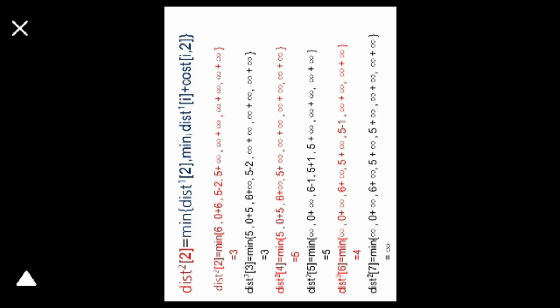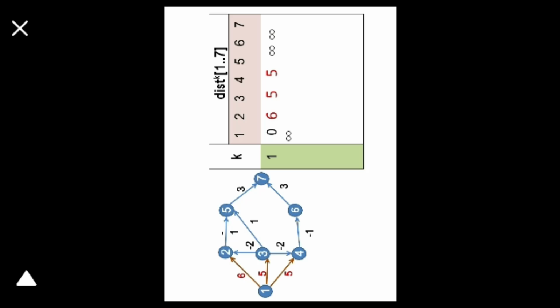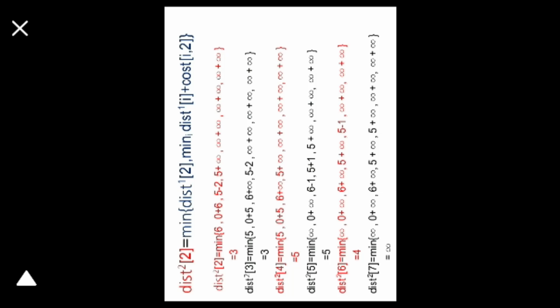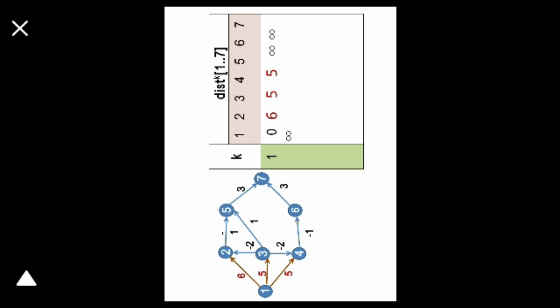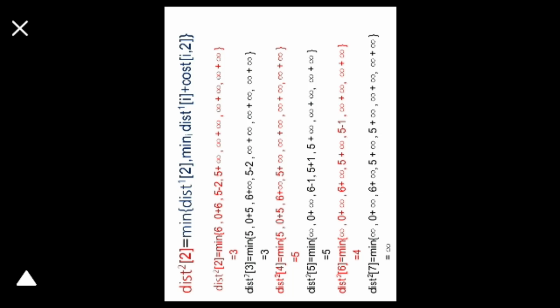Then source to vertex 4, it is 5 plus 4 to vertex 2, is it from 4 to 2 directly? No, so it is infinity. Then source to vertex 5 infinity, again 5 to 2 is also infinity. Next source, that is 1 to 6 is infinity, 6 to 2 infinity, 1 to 7 infinity, and 7 to 2 is infinity. So now among these the minimum value is 5 minus 2, 3. So the shortest distance from source to vertex 2 with two edges is 3.